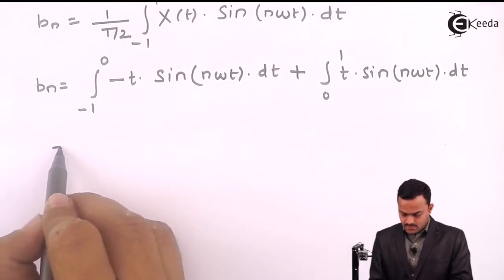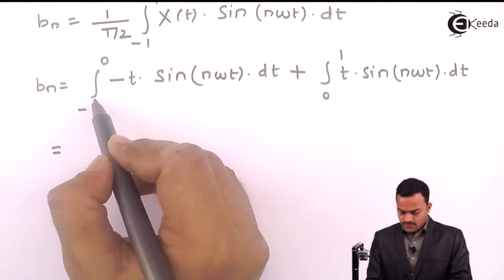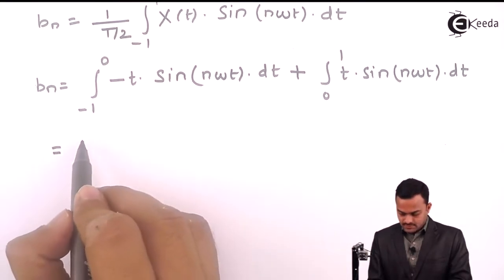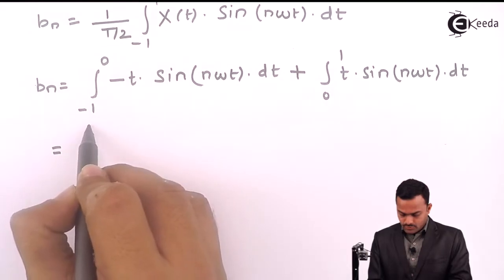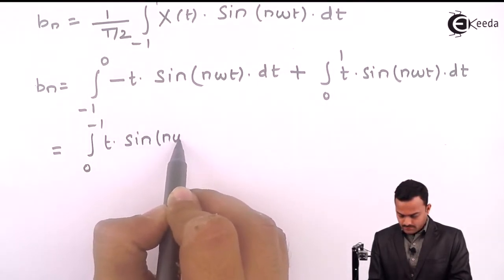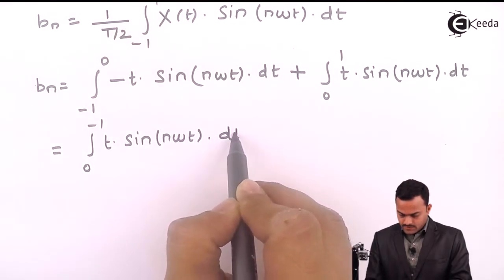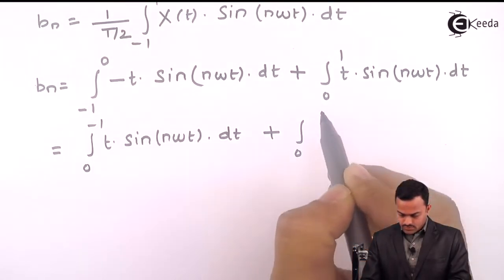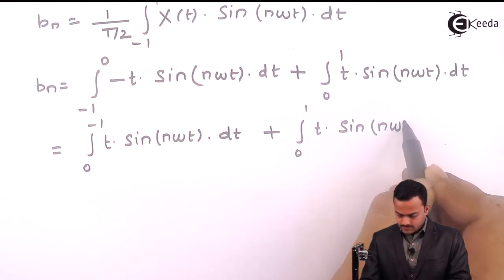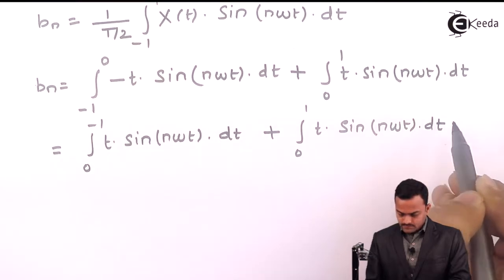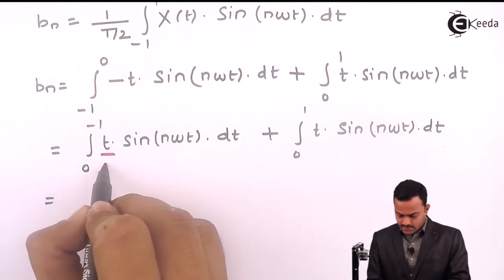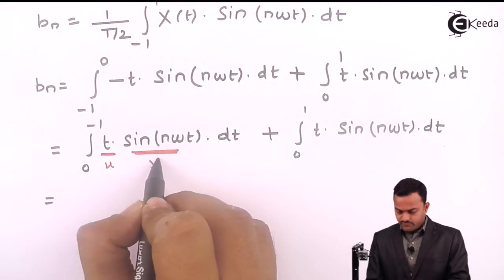So if I solve this, let's change the limits and adjust this minus first. So I can make it 0 to minus 1, t sine n omega t dt plus 0 to 1 t sine n omega t dt. So u into v, this I will take as u and this will become v.